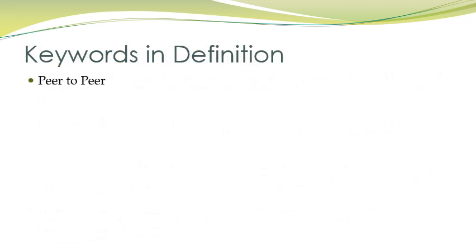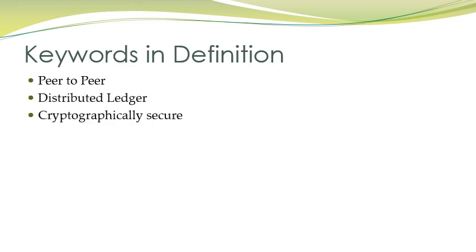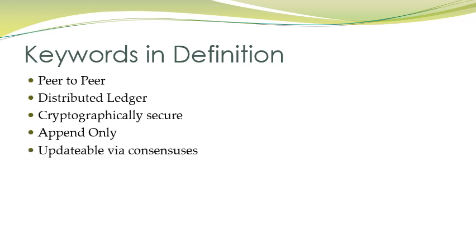So there are several keywords in the definition: peer-to-peer, distributed ledger, cryptographically secure, append only, and updatable. Blockchain is updatable via consensus. That means when the parties agree to update the block, then only that block can be updated. Otherwise the blocks are immutable. That means blocks cannot be tampered. So we know about the peer-to-peer network and distributed ledger. The blockchains are secured by cryptographic methods. Append only means a block can be appended at the end of the chain. This we have studied in the previous session also.